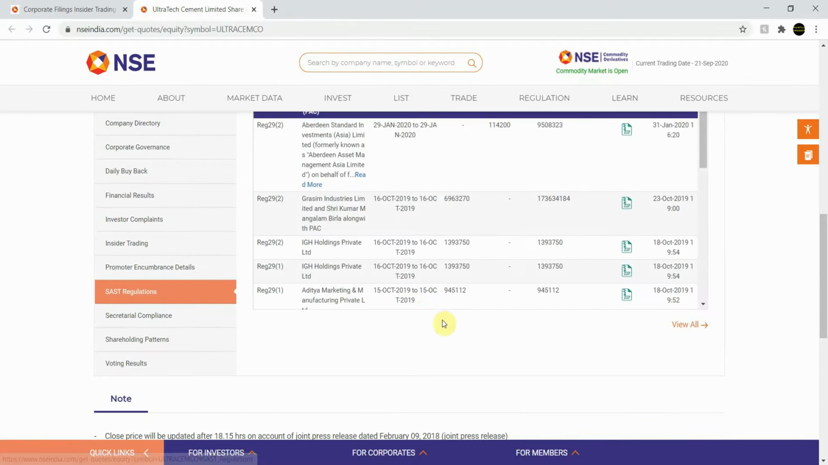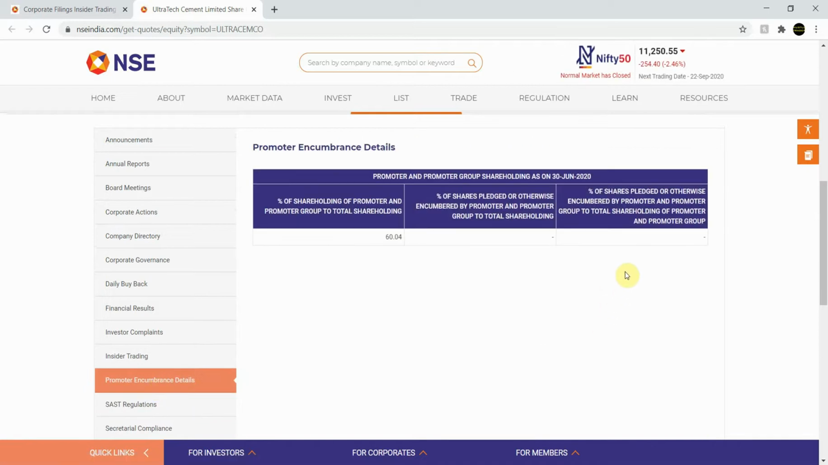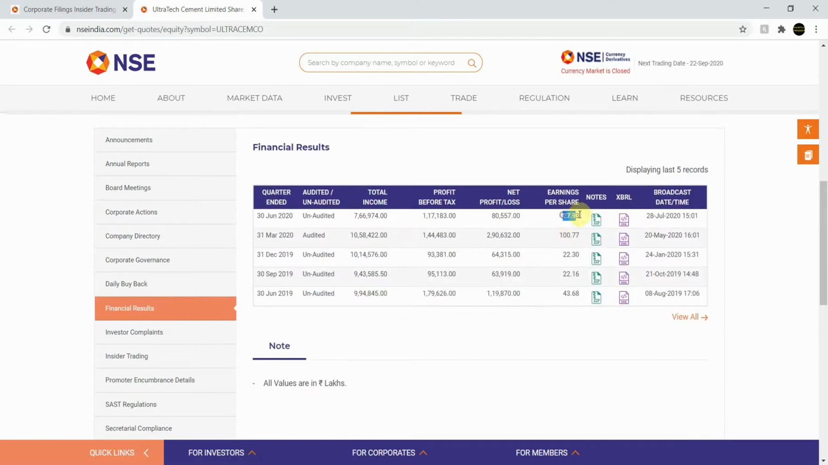60.04 looks good. Next is SAST regulation. Okay, so no selling has been reported in the recent 6 months. I'll check the pledging. Pledging is 0%. Next, we'll check the financial results. Again, that is optional. So earnings per share is quite good and it's a positive number. So it's passing all the four parameters.